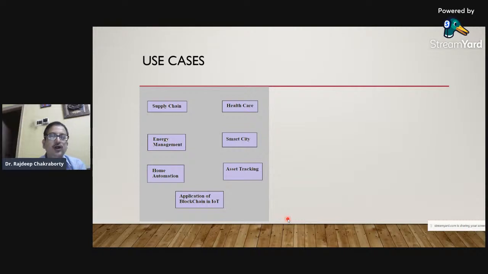Coming to the examples, these are some of the use cases. Supply chain management is a very important use case, and various products are coming up in supply chain management.